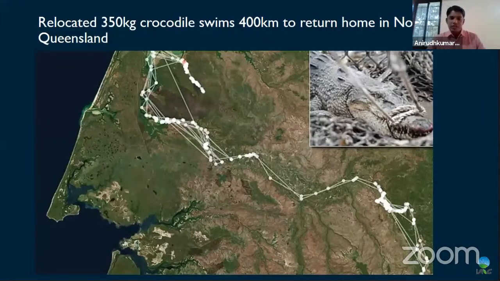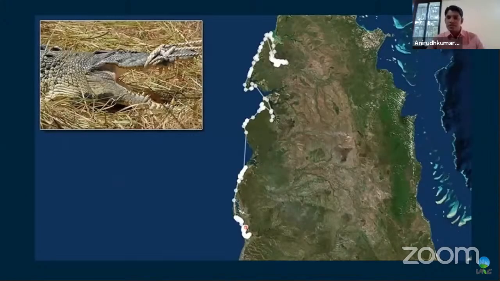A crocodile, I think especially there are a lot of studies in Australia, where a crocodile swam almost 400 kilometers to reach back to the original place. And not only this, there are different other studies which say that crocodiles tend to go back to the original area where they were taken and released into a different area.